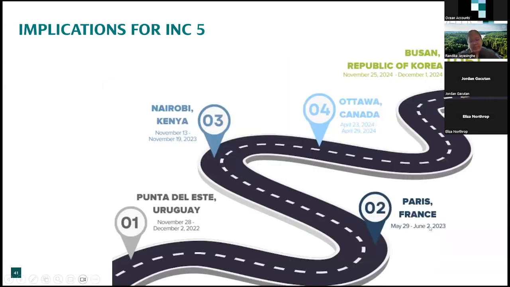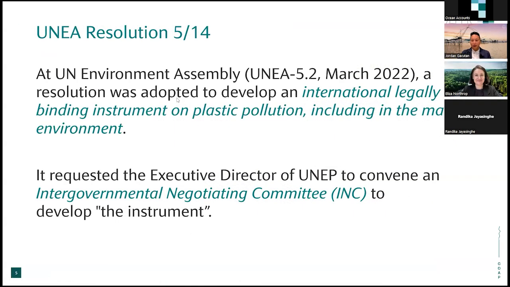Now, what are the implications for INC 5? Let's just start off with a common foundation in terms of the UNEA resolution. What does it actually say? At the UNEA Assembly in March 2022, a resolution was adopted to develop an international legally binding instrument on plastic pollution, including in the marine environment. It requested the executive director of UNEP to convene an intergovernmental negotiating committee, or INC. And that committee is responsible for developing the instrument.